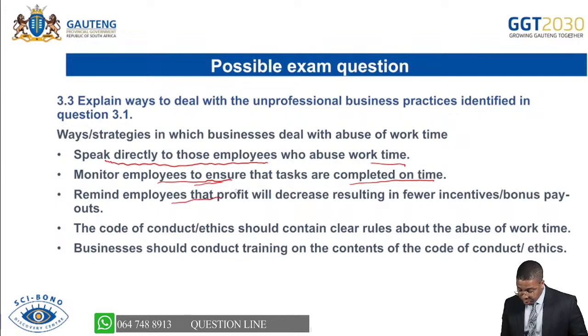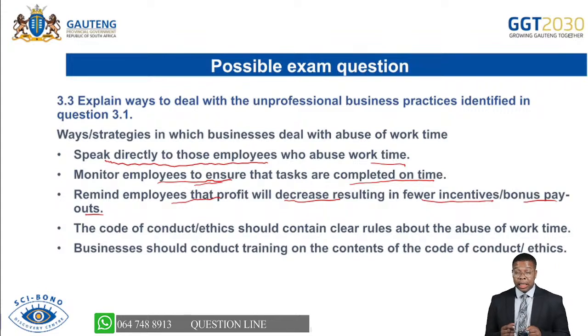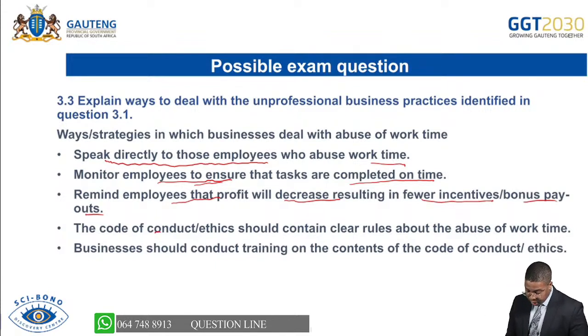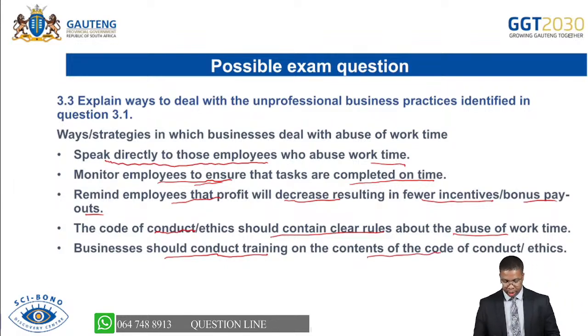And then remind employees that the profit will decrease, resulting in fewer incentives or bonus payouts. And if they are doing that challenge, tell them that, yeah, you are doing the challenge, but you will not receive bonus because we will lose customers. You see now? So you are giving them the idea and an understanding. Then the code of conduct or ethics should contain clear rules about the abuse of work time, and the business should conduct training on the content of the code of conduct or ethics.